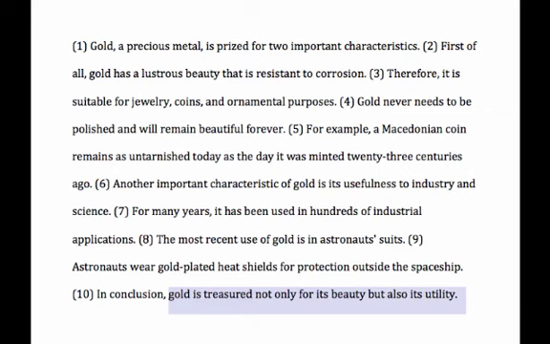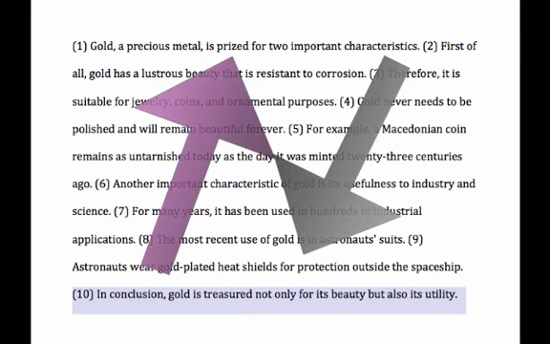And you could, in theory, swap these two sentences around. So it's possible that you could begin with, gold, a precious metal, is treasured not only for its beauty but also its utility, and then go into your details and end, in conclusion, gold is prized for these two important characteristics. In other words, you should be able to swap places with these two sentences if you've made a good restatement, but they should not just be the same sentence repeated.